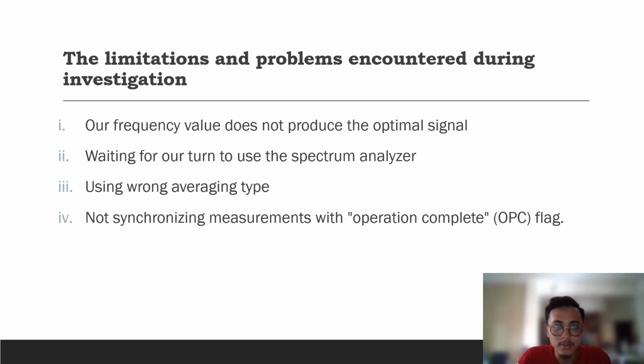The third is using the wrong averaging type. Sometimes for one signal at one place we only did it 2 times to get the signal, but to get the optimal signal, we should have done it 4 times. The fourth is not synchronizing measurements with the operation complete (OPC) flag.